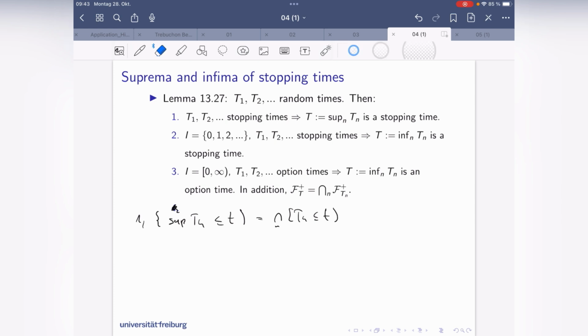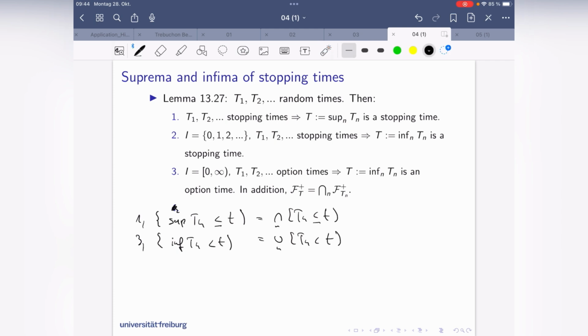That works, but it does not work if we have a strict less than here, and the reason is that the supremum can equal t, although all Tn's are less than t. But it works when we have this here. And for the third property, it also works if you have the infimum of Tn less than t. That's the same as at least one of the Tn's being less than t. So that also works for the third property, because if the infimum is less than t, that means at least one of them is less than t.